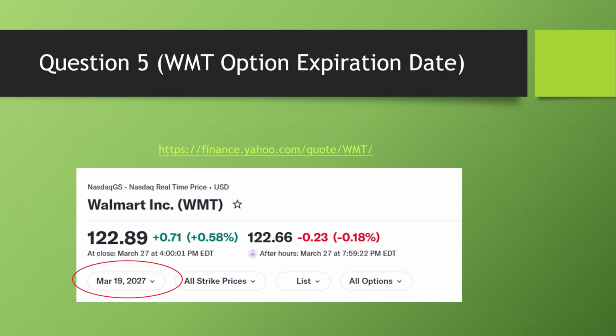Hold on 1 second. Okay, question 5, Walmart expiration date. So I don't think it lets me click on this, but using this, I was able to search up Walmart. I clicked options, and then I searched. I changed this to the nearest date from a year from now, and that's the date it popped up. It expires.